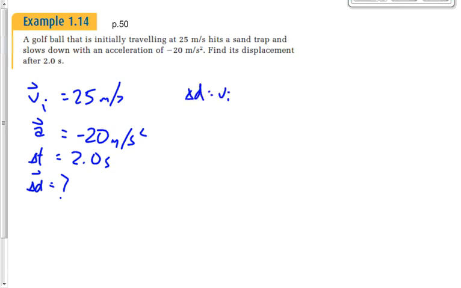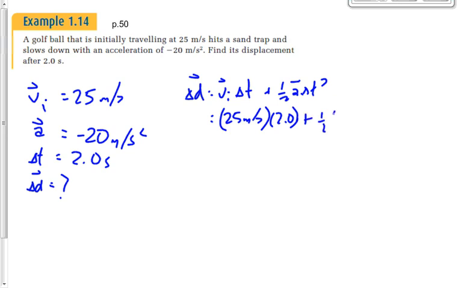D is equal to VIT plus 1/2 AT squared. D, we don't know. We're looking for that. That's good. VI is 25. T is 2 seconds. Okay, it's looking good here for us. We add that to 1/2 of neg 20 times 2 seconds squared.